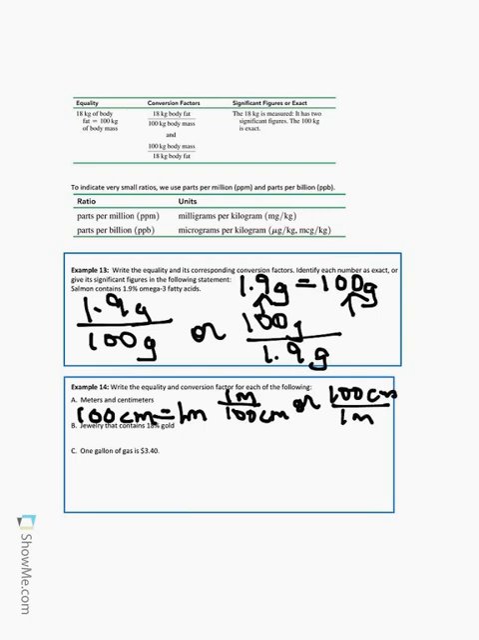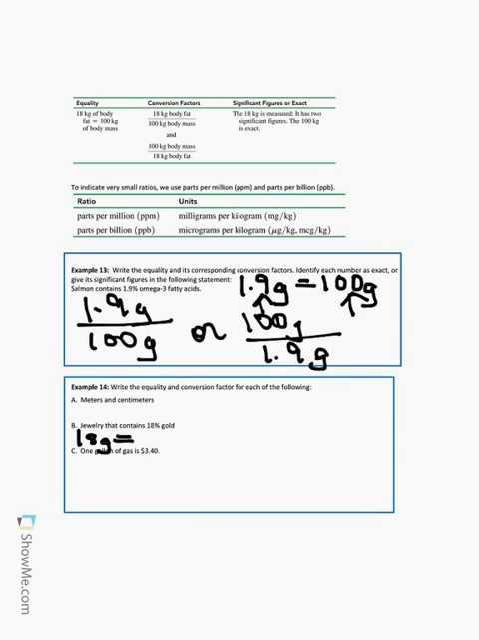Jewelry that contains 18% gold is just like the salmon example, right? That means that there are 18 grams of gold for every 100 grams of jewelry. So the equality is 18 grams of gold for every 100 grams of jewelry. The conversion factor for this is 18 grams of gold per 100 grams of jewelry. And vice versa. 100 grams of jewelry contains 18 grams of gold.